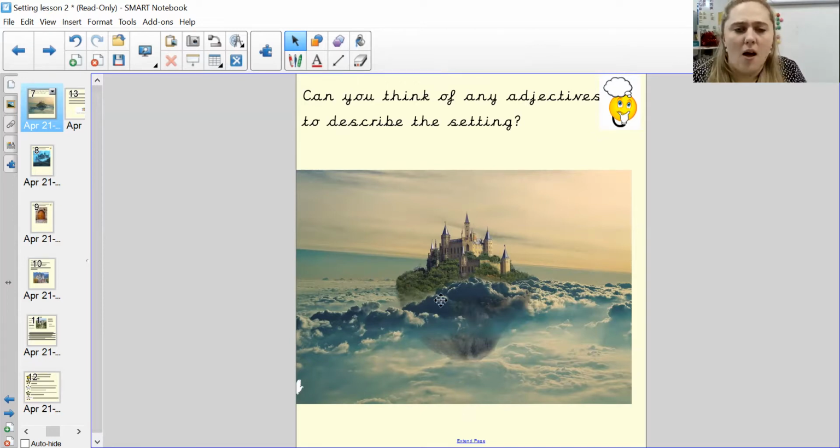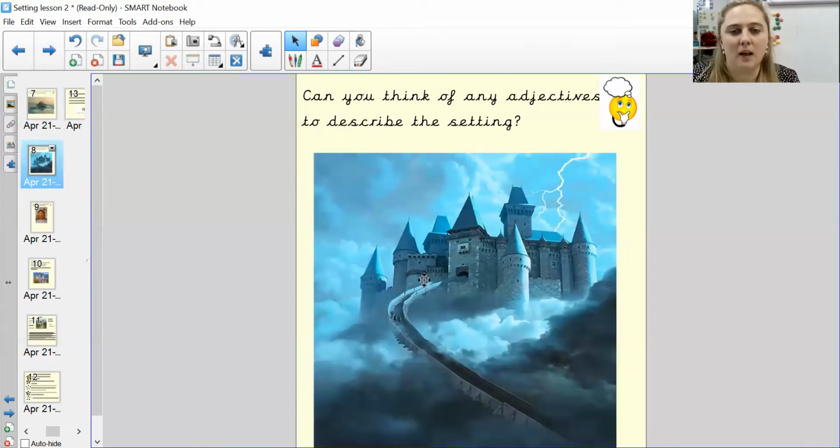I've said fluffy clouds. Fluffy is my adjective. And I could even say fluffy blue clouds, couldn't I? Fluffy and blue are two adjectives. Okay. Oh, look at this castle in the clouds. It's a bit scarier, isn't it?